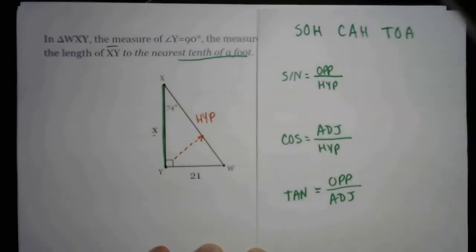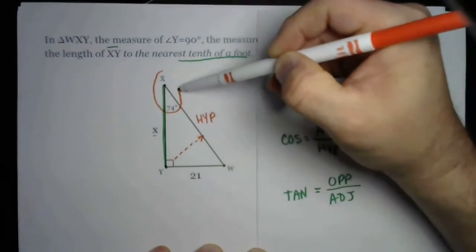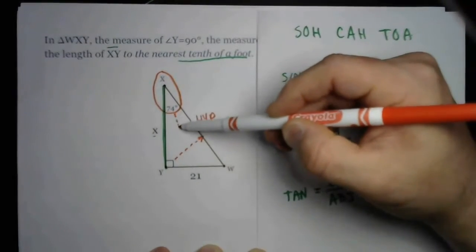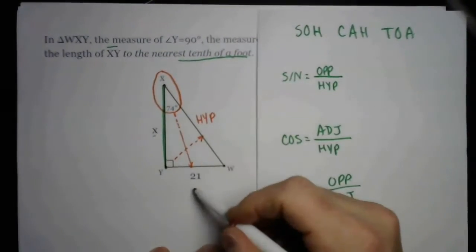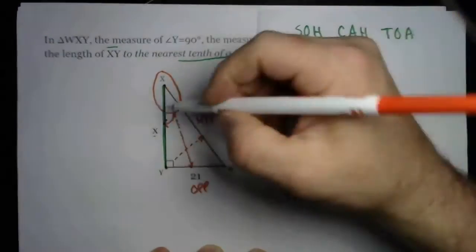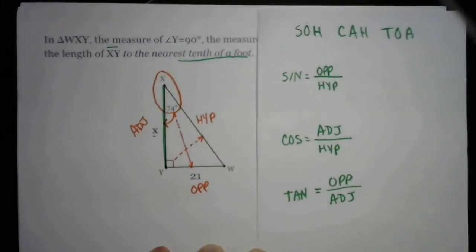Sometimes the reference angle is on one acute angle, sometimes it's the other. Now it's on top. This is our reference angle. So this side down here on the bottom is going to be our opposite side, OPP. And the side that touches our reference angle is the adjacent, or ADJ.